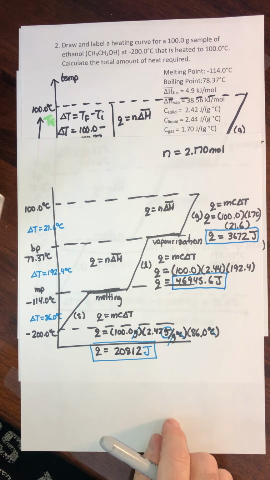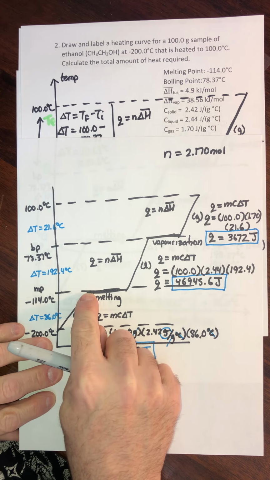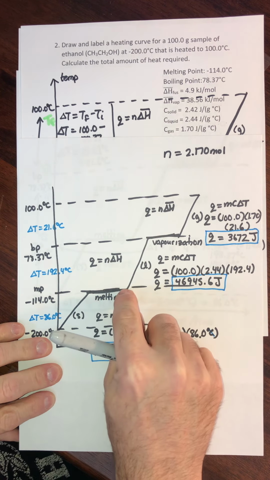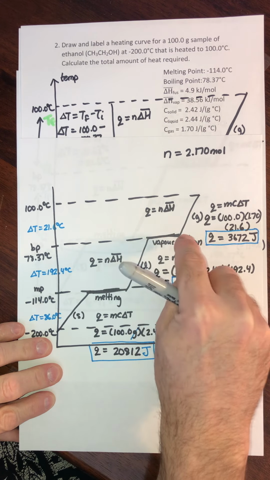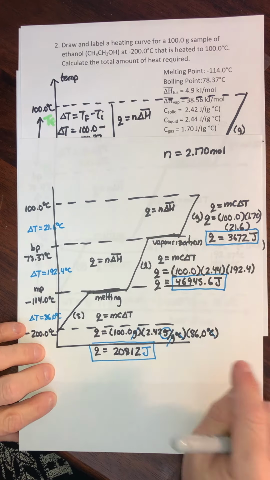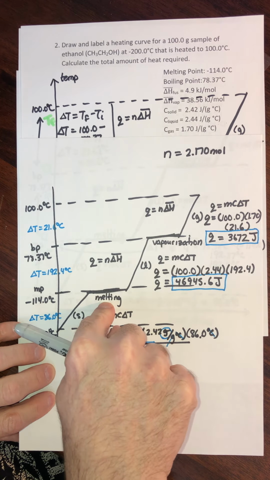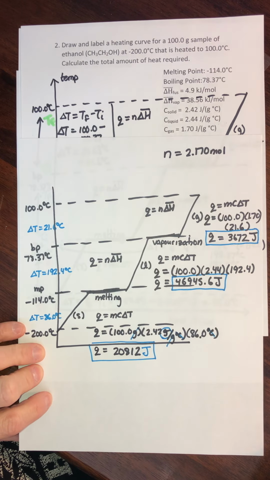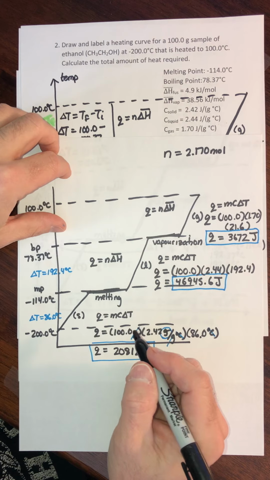Okay, so now I know the amount of heat required to warm up the solid. I know the amount of heat required to warm up the liquid. I know the amount of heat required to warm up the vapor. The only thing I have left to do now is figure out how much heat is required to melt it, how much heat is required to vaporize it. Okay, so let's move on to our other calculation.